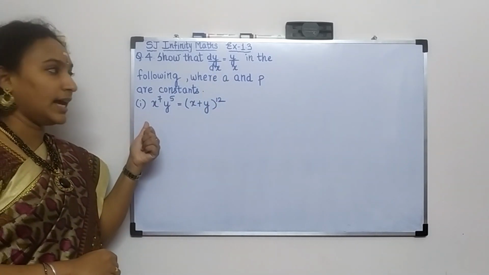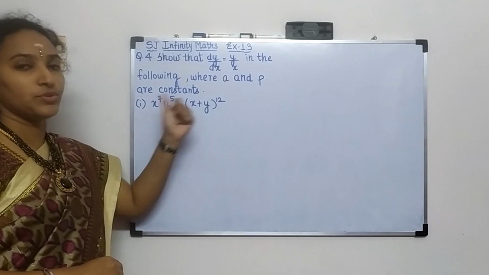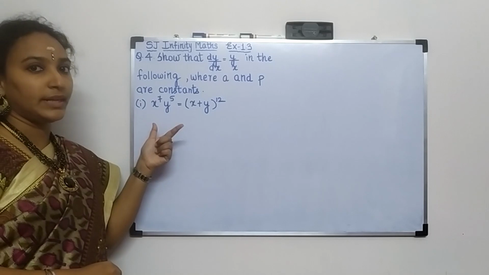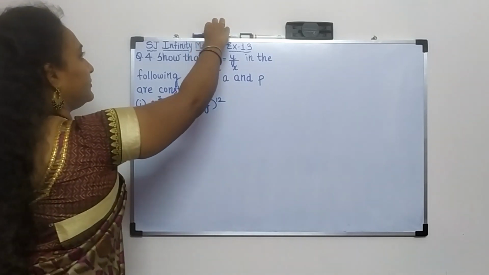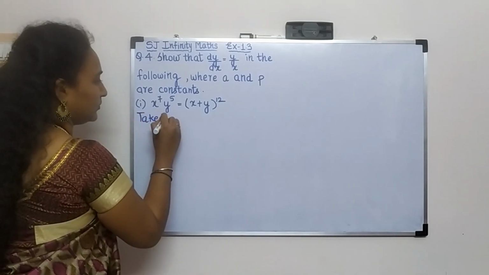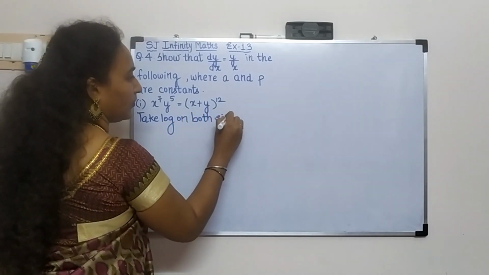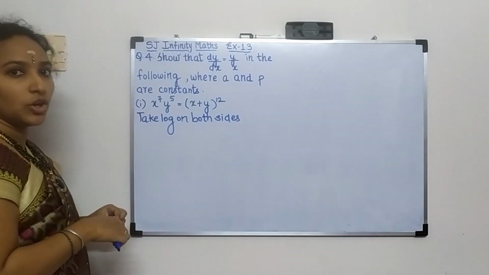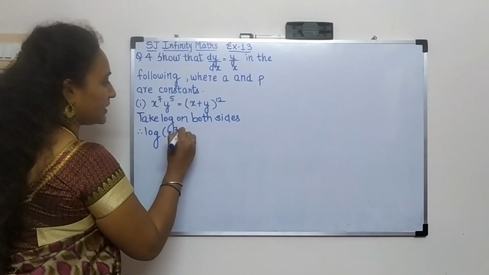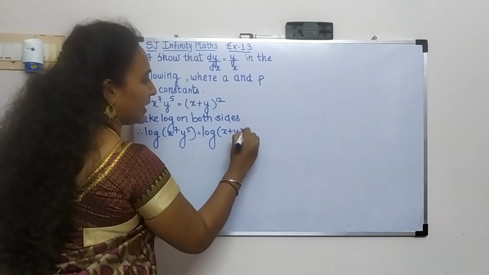See the first question, we have x power 7 y power 5 is equal to x plus y raised to 12. Whenever the question appears in the form of power, we need to take log on both sides. So take log on both sides. Therefore, log of x power 7 y raised to 5 is equal to log of x plus y raised to 12.